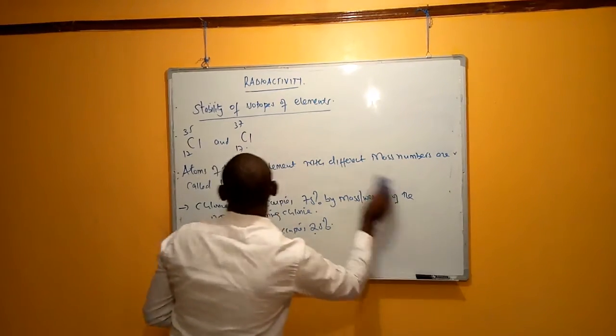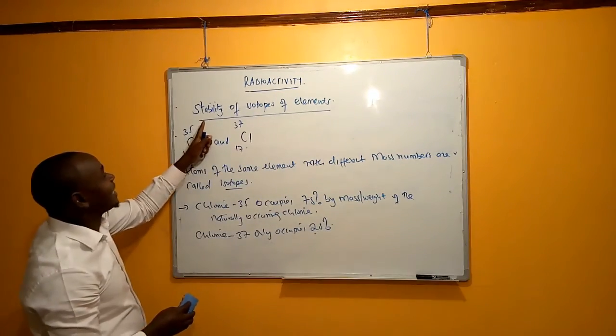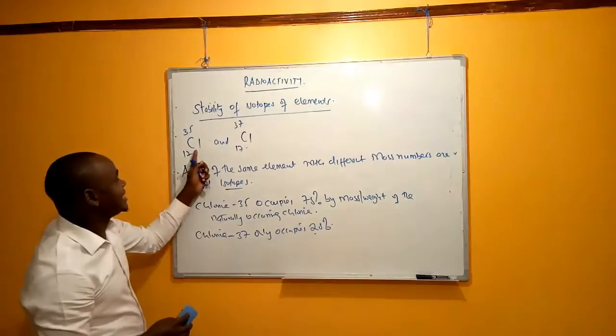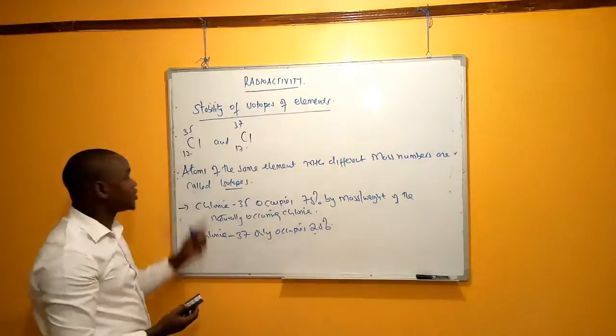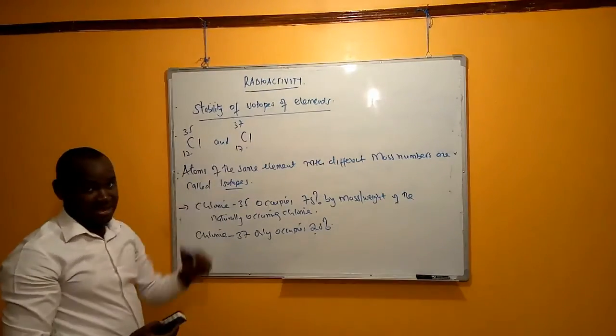The next concept that I would like to bring to you, we've spoken about stability of isotopes. Now, we have seen that these are isotopes. Yes, these are nuclides. Both of them are isotopes because they've got the same atomic number but different mass numbers.